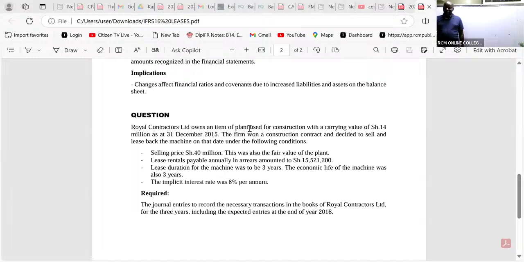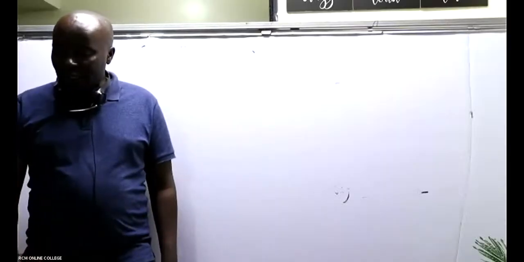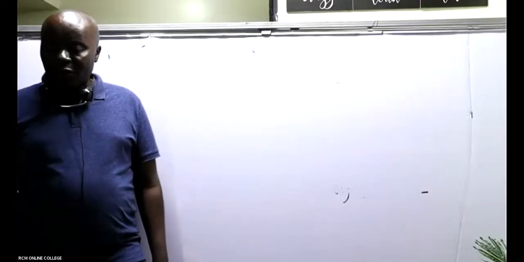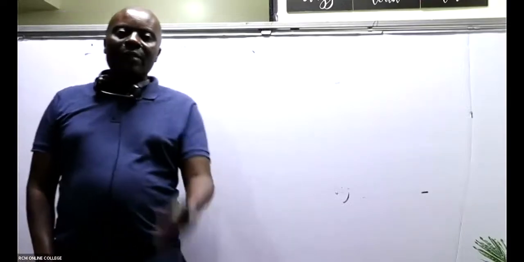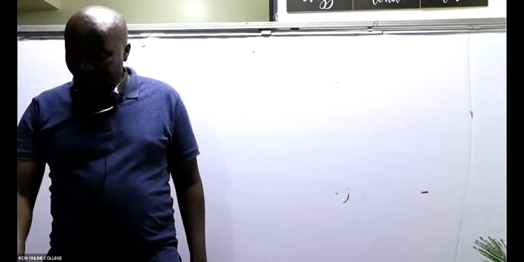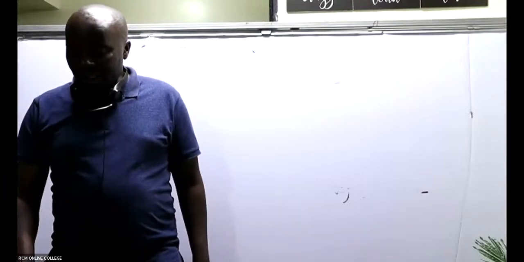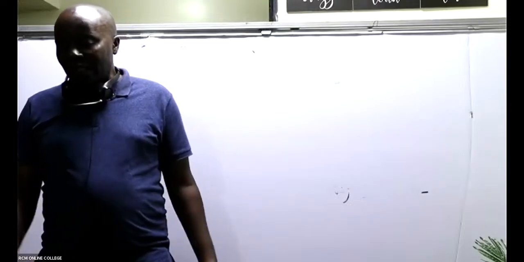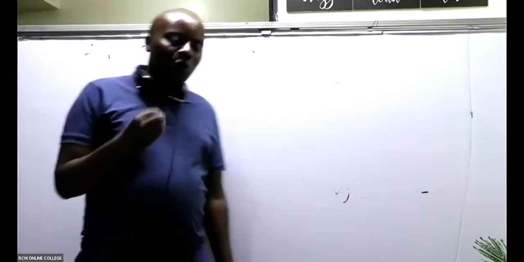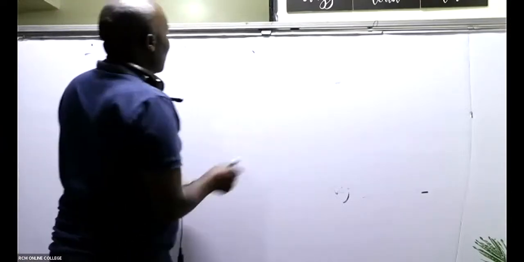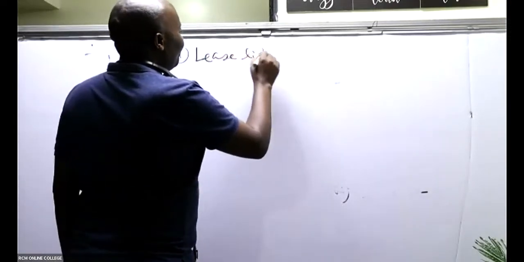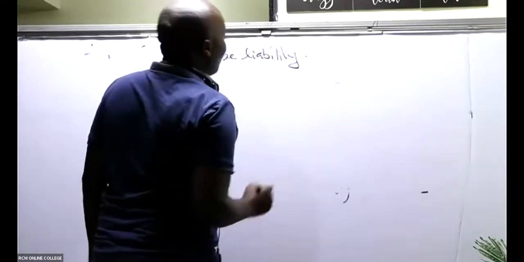Royal Contractors is a lessee. So if Royal Contractors is a lessee, then the very first step, as we said here, is to establish the lease liability. That is the first thing you do. If you were a landlord, I would not have done that. So the very first thing you need to do is to establish the lease liability. So step number one, give us the lease liability.